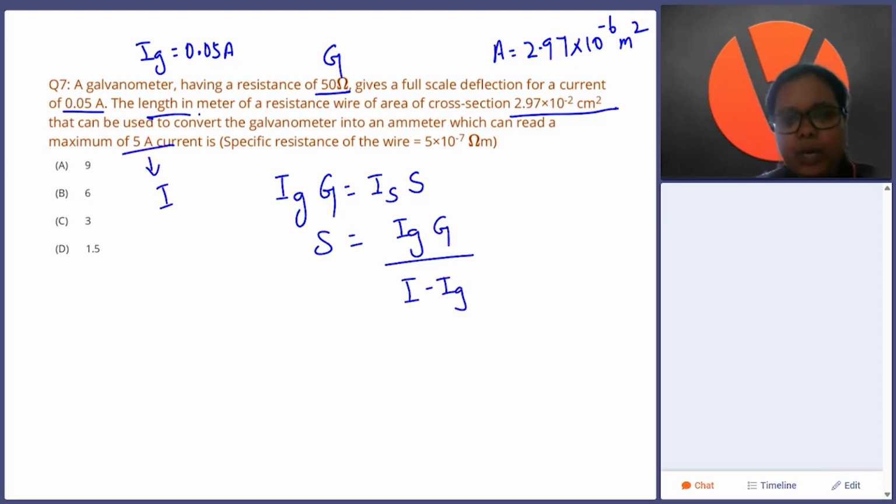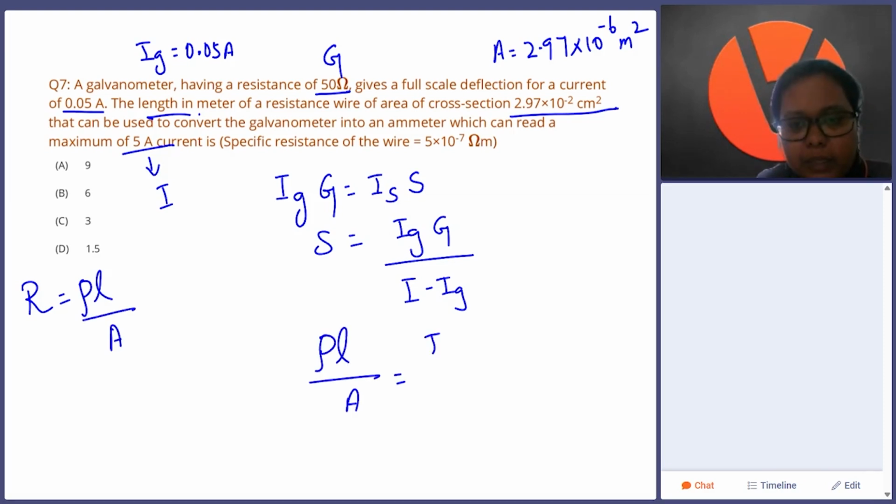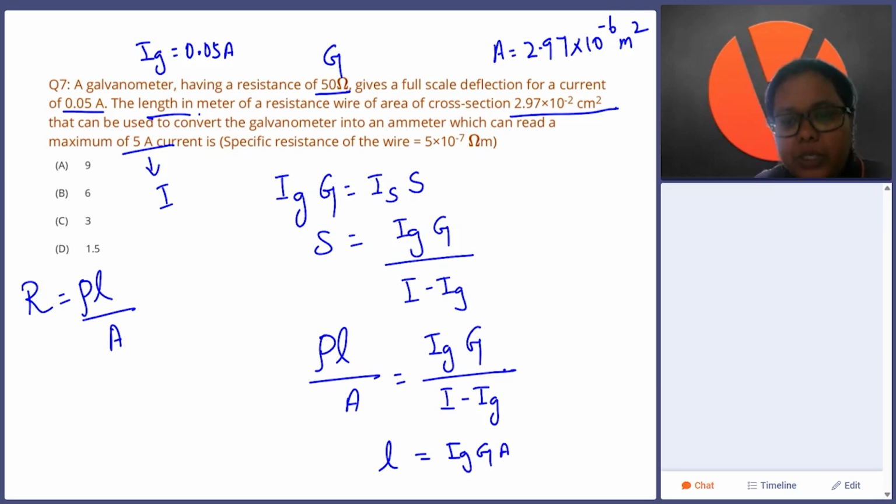5 ampere, right? So now for this shunt resistance, what we are going to write is they mention specific resistance and they give area. What they're asking is length. So what I'm writing here is rho L by A. So now substitute rho L by A. This is equal to IgG divided by I minus Ig. So what shall I do now? L is equal to IgG divided by I minus Ig into rho.